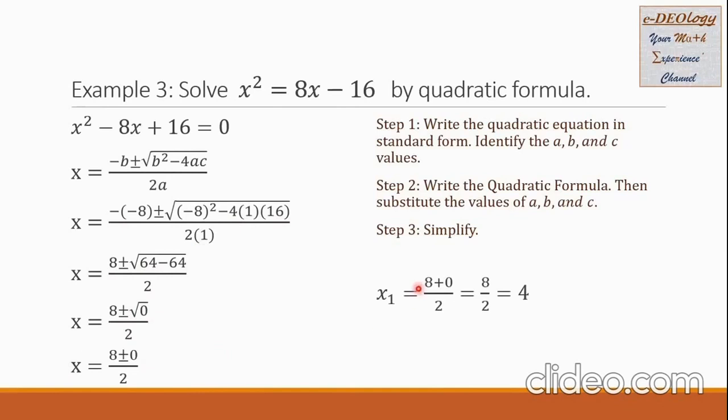At this point, we will now split our x into plus or minus. The x sub 1 is 8 plus 0 all over 2. 8 plus 0 is 8 over 2 is equal to 4. X sub 2 is the 8 minus 0 all over 2. Also it is 8 over 2, and that is equal to 4. You see here our values are the same. It's like the solution of the quadratic equation is simply a single number, and that is 4. This is our final answer.